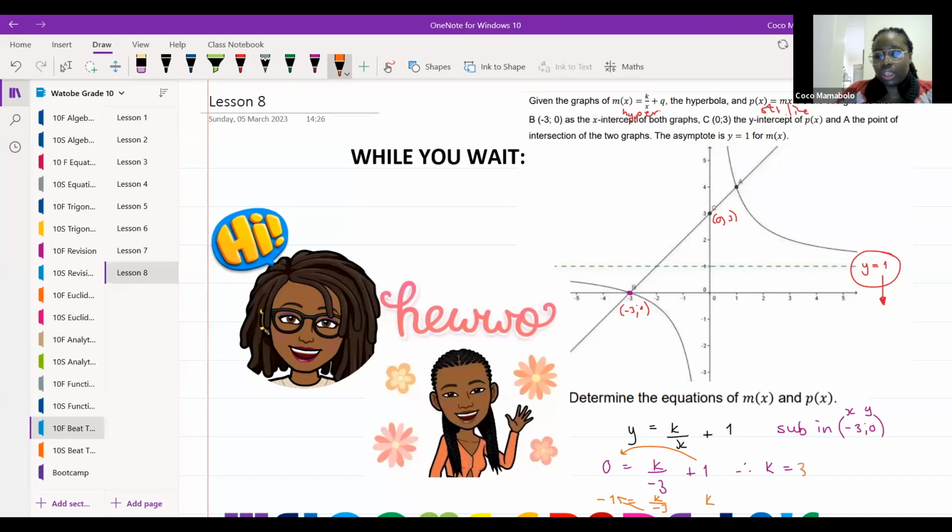I can write it over here. K is equal to 3. All right, so all we're going to do is just cross multiply. Okay, guys, so the value for k we're looking for is 3. So the equation for m of x will be m of x is equal to 3 over x plus 1. Okay, and that's correct because our graph is sitting in the first and the third quadrant.